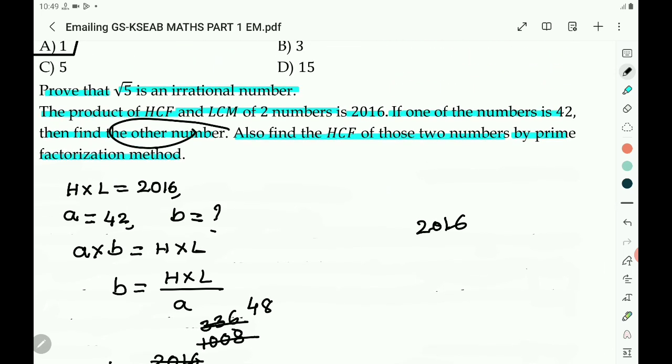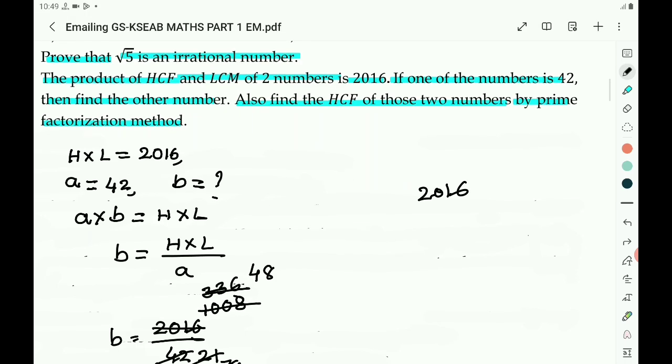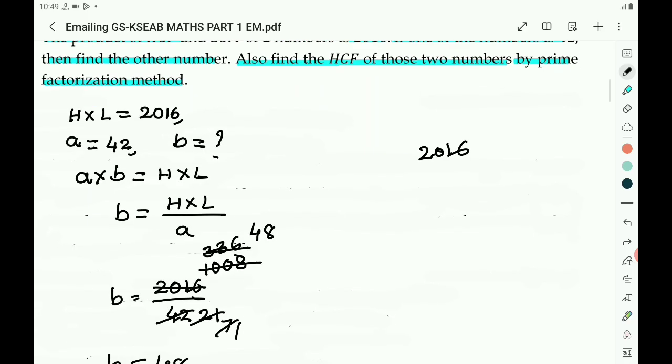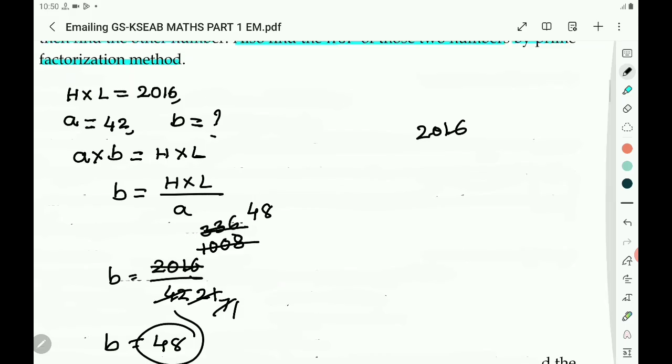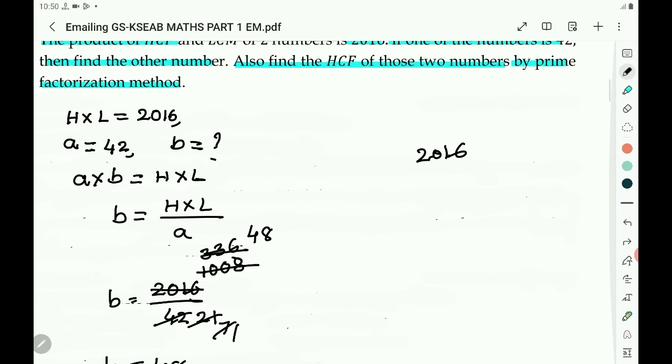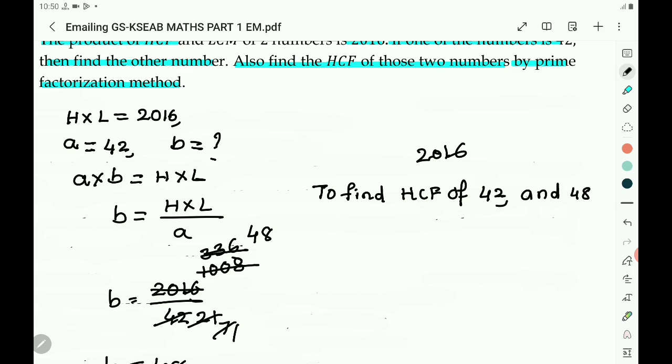Then we have to find out the HCF of these two numbers by prime factorization. Then you write the first number 42 and the second number 48. We have to find the HCF of 42 and 48 by the prime factorization method. Find the prime factors of 42, means express 42 as a product of primes.